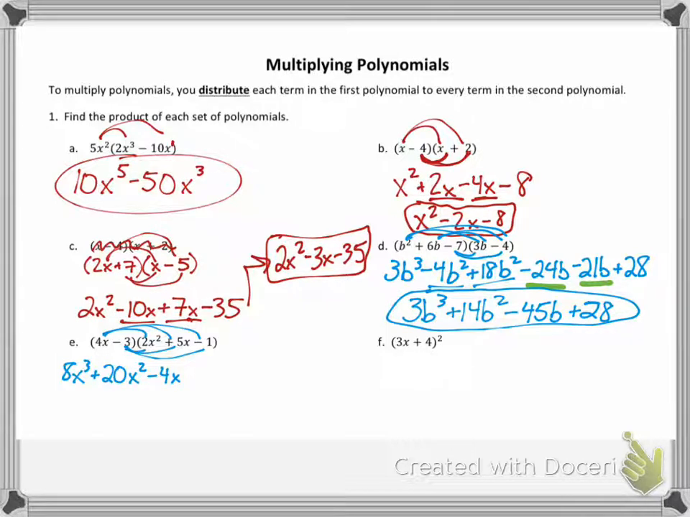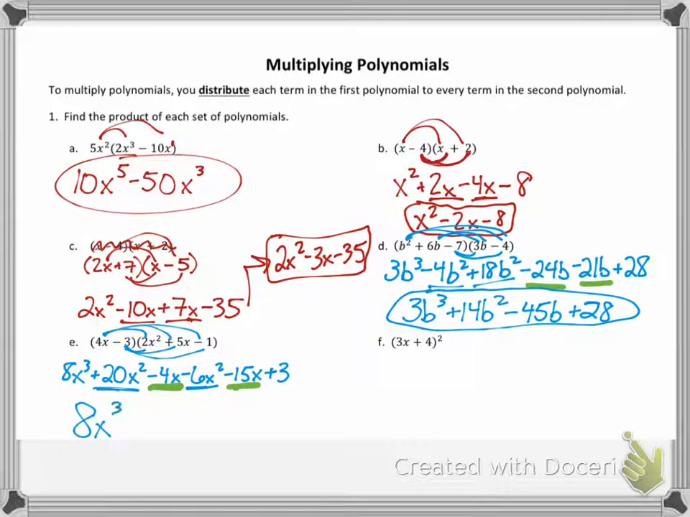Now I'm going to take the negative 3. Negative 3 times 2x squared is negative 6x squared. Negative 3 times 5x is negative 15x. And negative 3 times negative 1 is a positive 3. So, once again, I'm going to combine my like terms. Notice they're not right next to each other this time, which, again, is totally fine. Doesn't matter what order they're in, as long as you realize they have to go together.